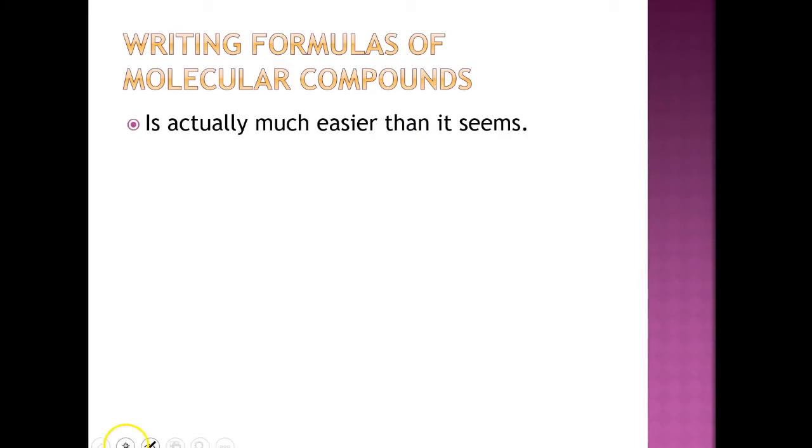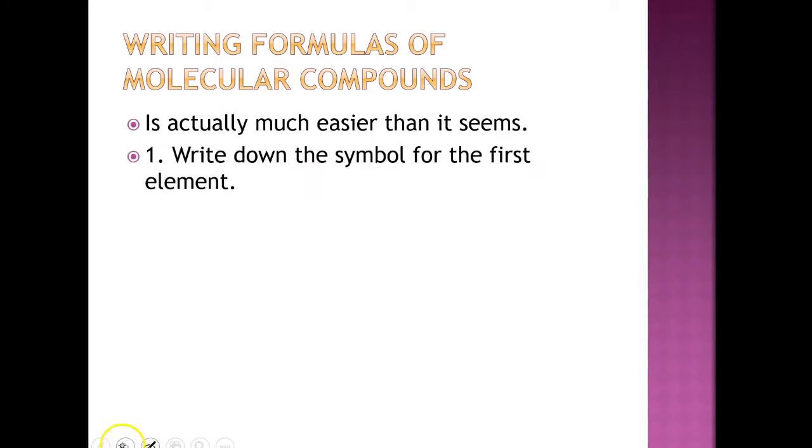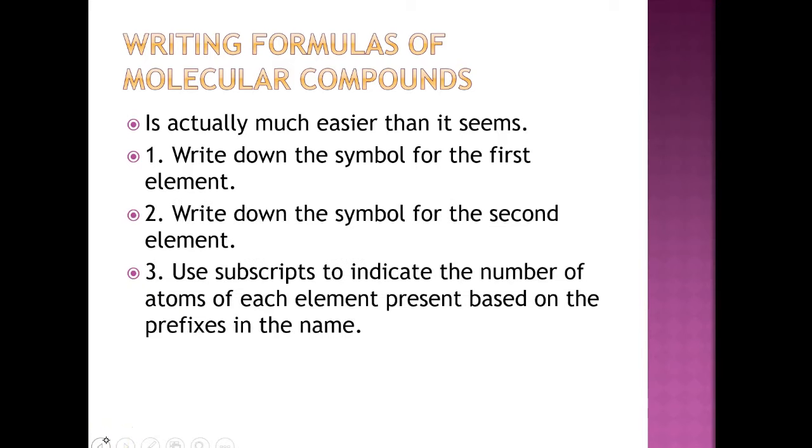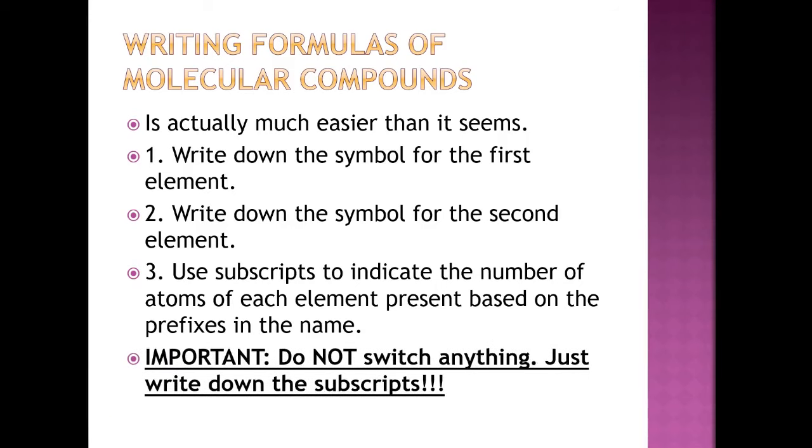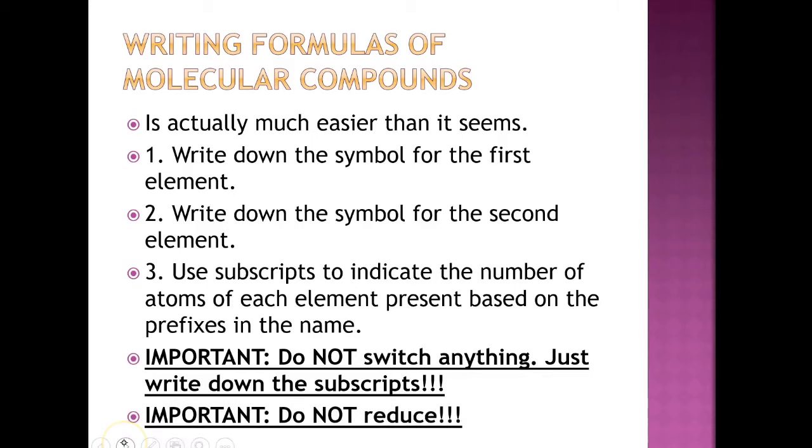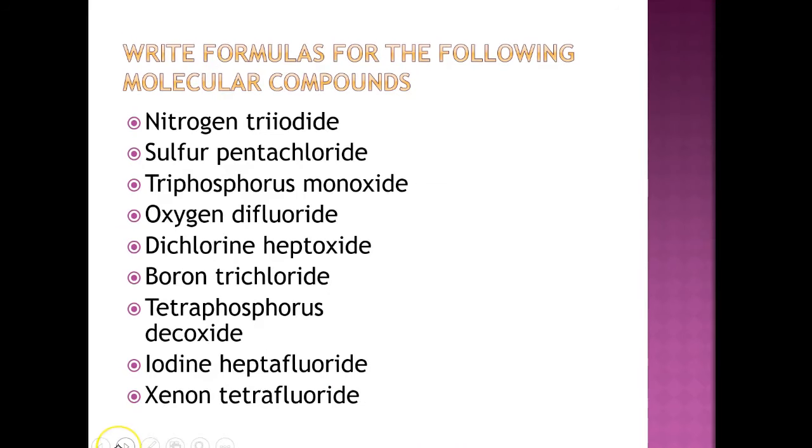Writing formulas is actually the easiest thing of all. You write down the symbol for the first one, symbol for the second one, write down the subscripts. Okay? Do not drop and swap. Do not simplify. Okay? Just write them down. And you're done. I mean, let's not make this any harder than it needs to be. So, yeah, don't simplify, don't switch. So, nitrogen triiodide, nitrogen is N, iodine is I, tri means 3. Done. That's it. Don't do anything else. Don't look at the charges. Don't do anything. Just write down the numbers. Sulfur is S, Cl is chloride, penta means 5. Done. Don't switch. Don't look at the charges on the periodic table.